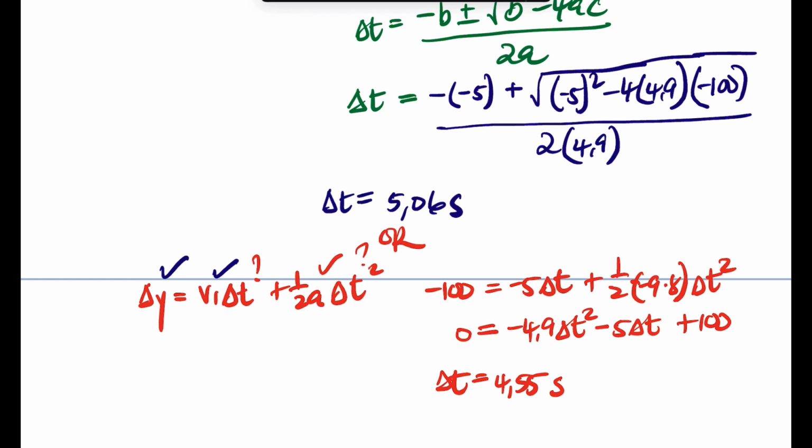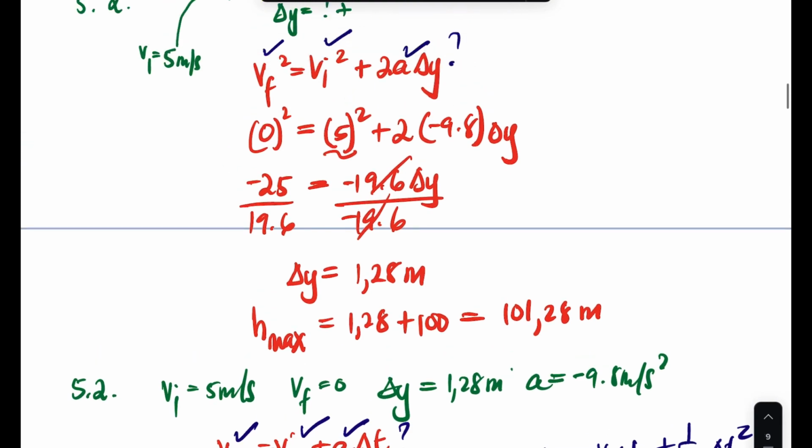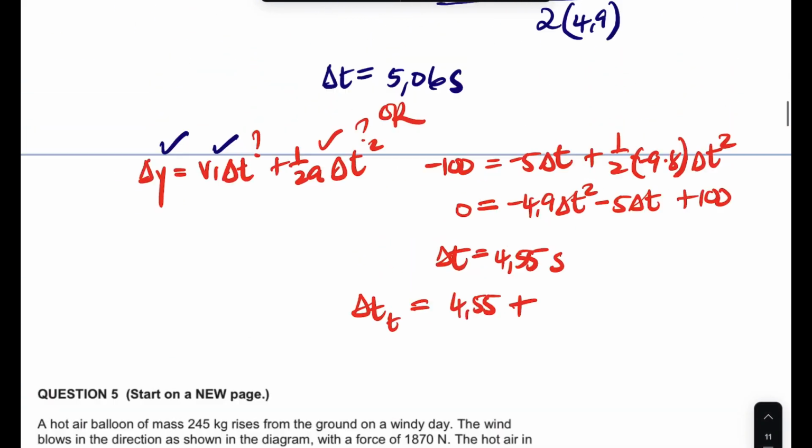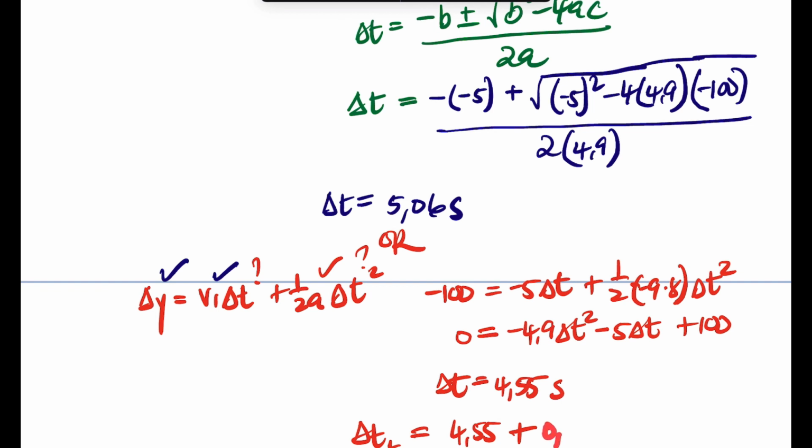That's the time when you put that in a quadratic, and then the total time will be the 4.55 plus, because the 4.55 is going to be from here to here, right? And then you already have the time from here to here. It was 0.51, and then another 0.51 there. So it will be 0.51 times 2. So it will be 5.06 seconds.